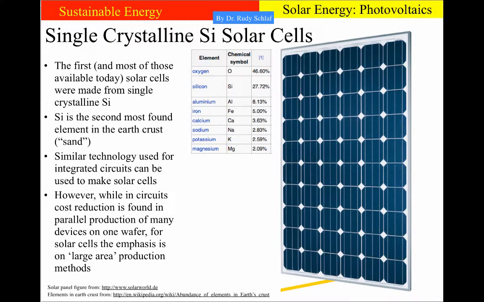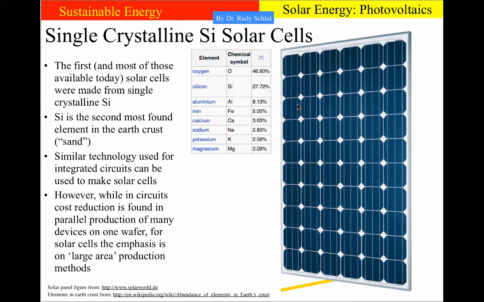Up to now, most solar cells are made from silicon. Here you see as an example a single crystalline silicon solar cell panel. So each of these squares is one silicon wafer that was transformed into a solar cell, and then these solar cells are connected in series across this panel.